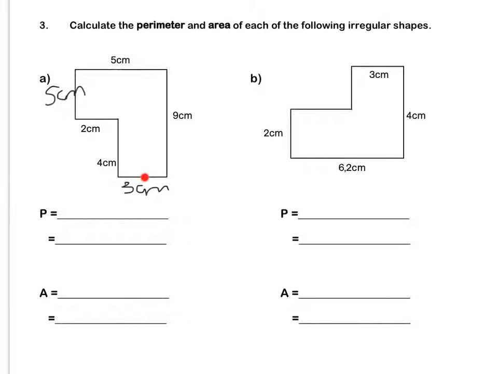For the perimeter, start at a point and work your way around to add up. For the area, remember you're going to divide your shape into two regular shapes. So here we have one rectangle and there we have another rectangle or square. Work out the area of each separately and add up, remembering that your units for perimeter is centimeters and your units for area are going to be centimeters squared. Press pause to complete A and B by yourself.